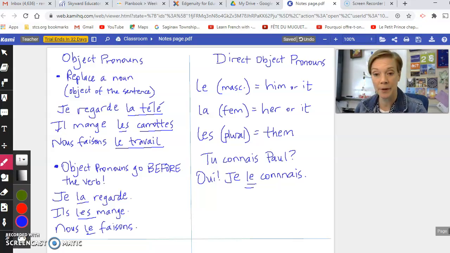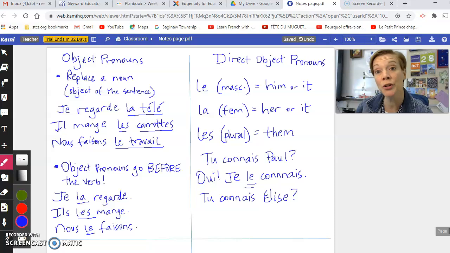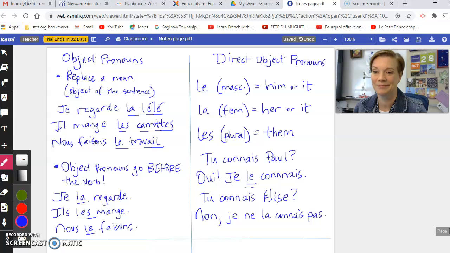Or here's another example. Tu connais Elise? Now this is a girl, and if you know her, you would say, oui, je la connais. But what if you don't know her? Very simple, you still make the sentence negative. Non, je ne la connais pas. There it is. We've replaced the name Elise with the word la. It means her. All right.